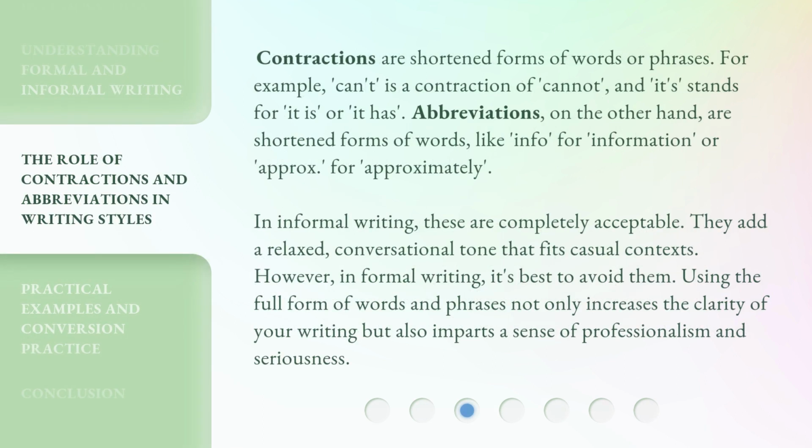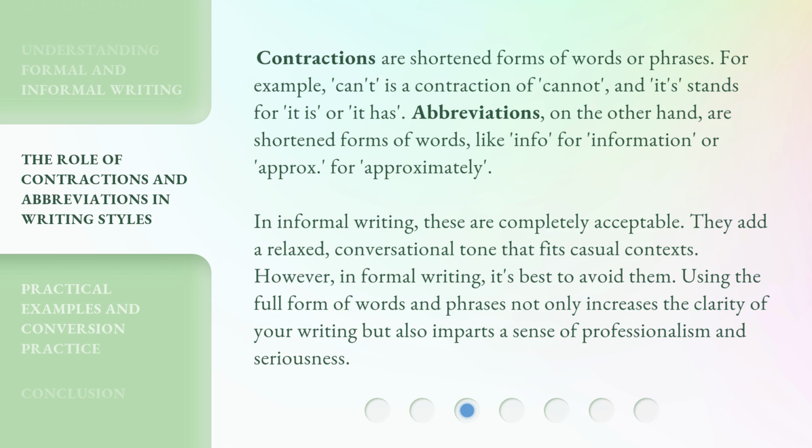Contractions are shortened forms of words or phrases. For example, can't is a contraction of cannot, and it's stands for it is or it has. Abbreviations, on the other hand, are shortened forms of words, like info for information, or approx. for approximately.